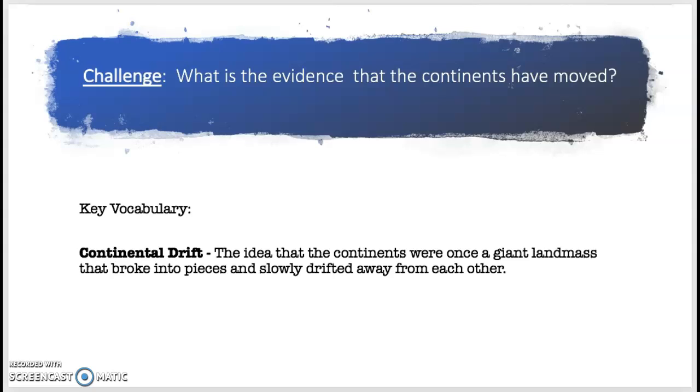The one key vocabulary is continental drift, and that is the idea that the continents were once a giant landmass that broke into pieces and slowly drifted away from each other. Last time we talked about what Pangea was, and you wrote that down, but I want you today to record the actual definition of continental drift. Okay, when you're ready, you can go ahead and move on.